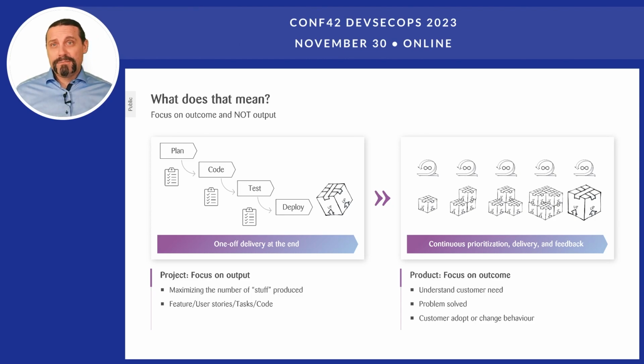In the project, we focus on the outcome. We want to solve the problem of the customer. We want to change the behavior of the customer. So it is very outcome focused, and we want to understand the problem of the customer. So we want to deliver that one feature that solves the problem of the customer.